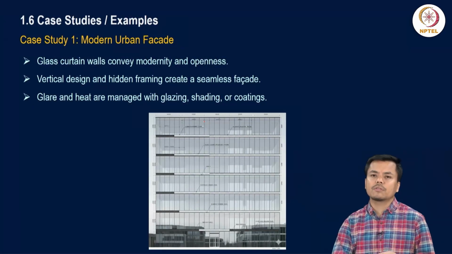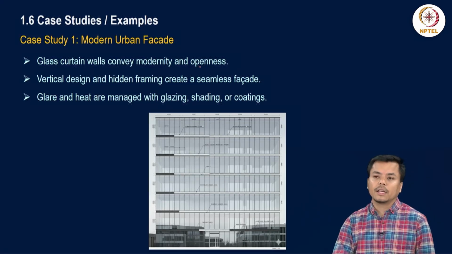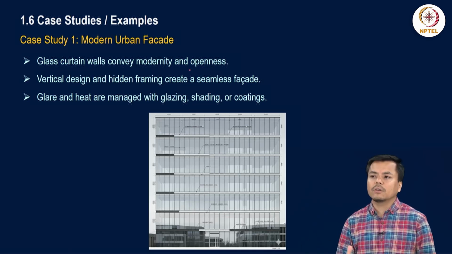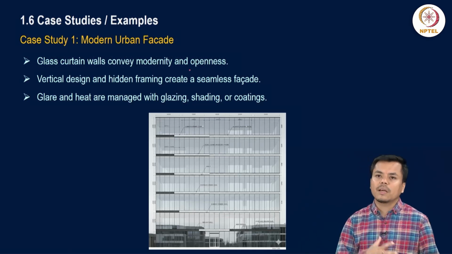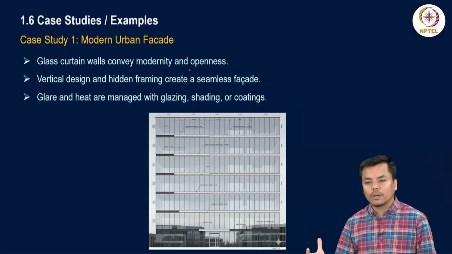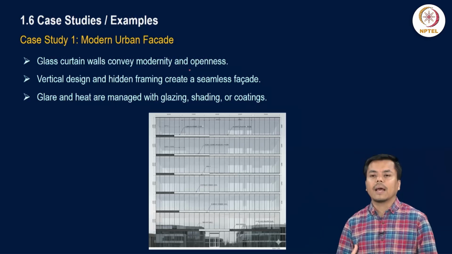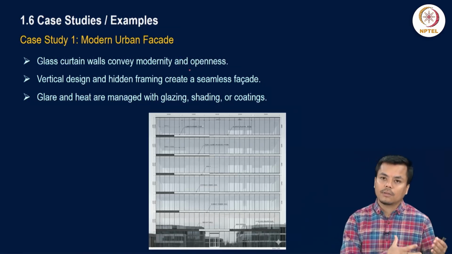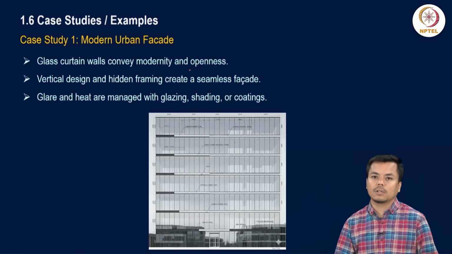Now let us look into some case studies and examples, like the modern urban facade that is generally represented through the glass structure. A glass curtain wall conveys modernity and openness. If your concept is related to this aspect, the material choices should respect that, and you can justify that your drawings and the entire project are in context to what you have envisioned for the project.